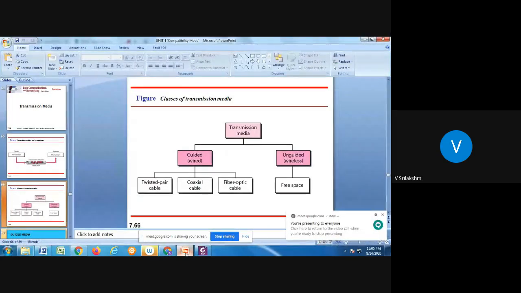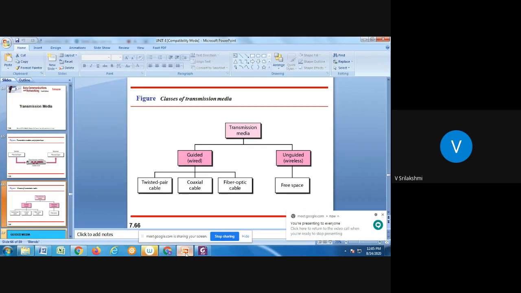So the wired transmission medium, again, it can be of three types. The first one is twisted pair cable, the second one is coaxial cable, and the third one is fiber optic cable. So using these three modes of transmission, a wired transmission medium can be established.